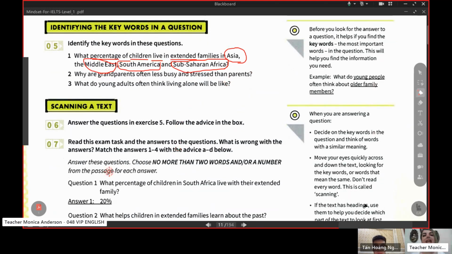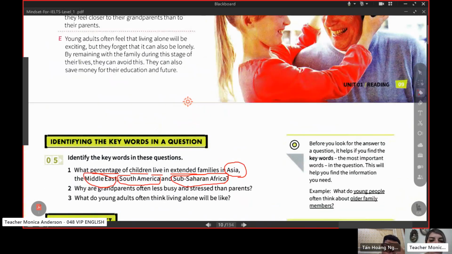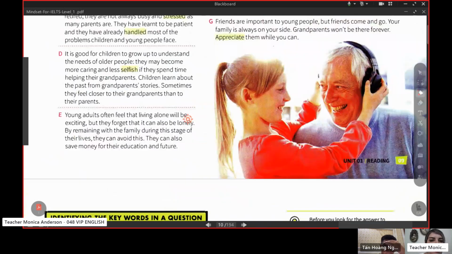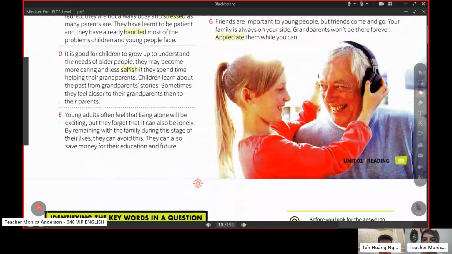Now, let's read the instruction and try to answer the questions. So what's the instruction? Scanning a text. Answer the questions in exercise 5. Follow the advice in the box. So we need to answer. And now, let's take a look. What percentage of children live in extended families? Okay, let's go back now. You know the keywords. So you need to look for keywords and anchor words in the text, so that you can find the answers. Okay, let's find the answers. It's your turn.